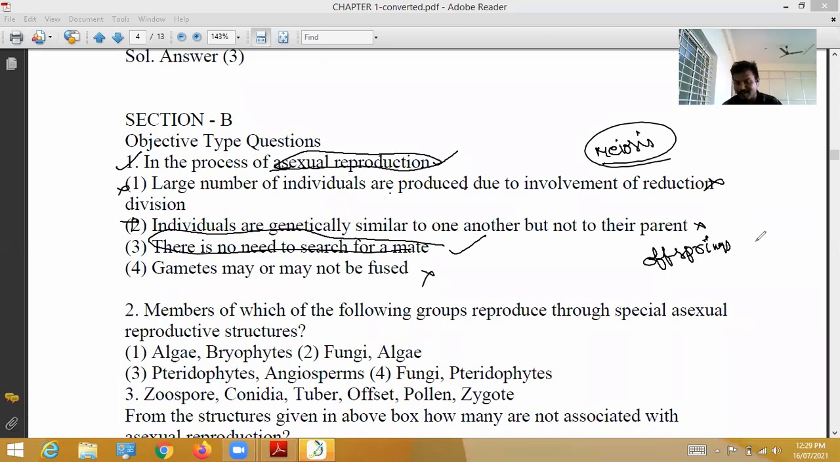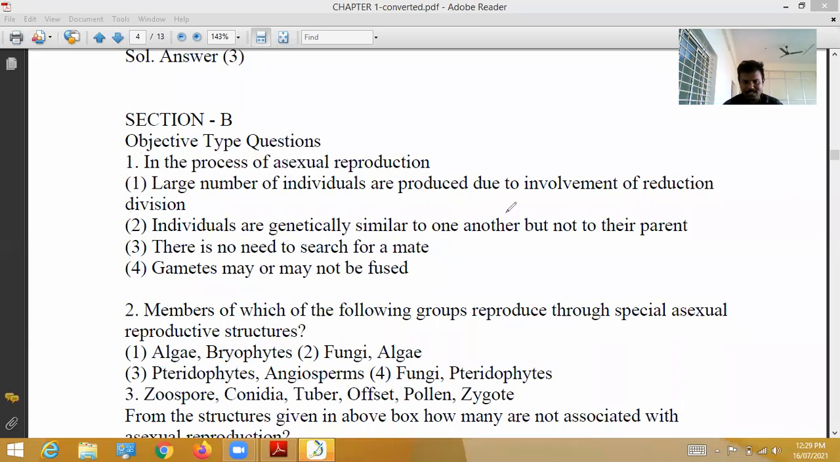Those offspring are called clones. Why clones? Clones are morphologically and genetically similar to their parents. Therefore, these are called clones. So among these four options, the correct option is the third option. Thank you. Next, let's see the second question.